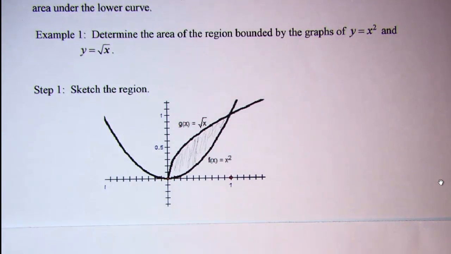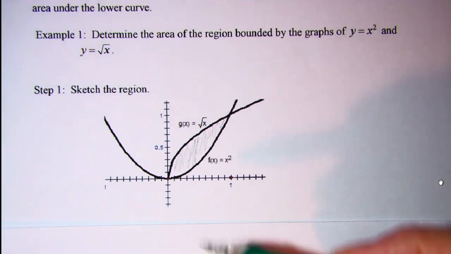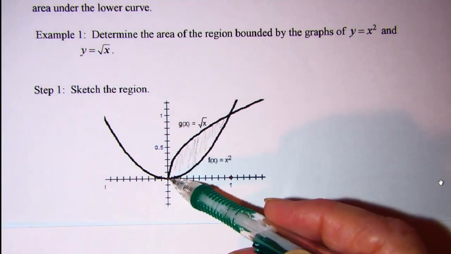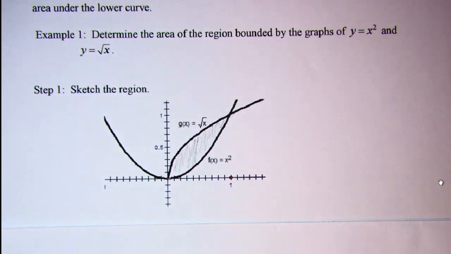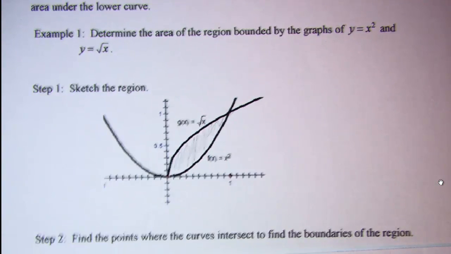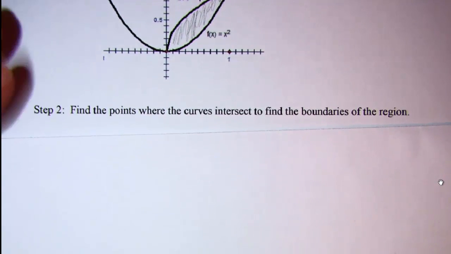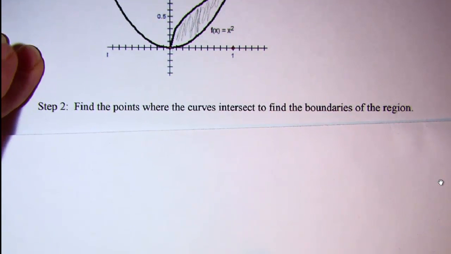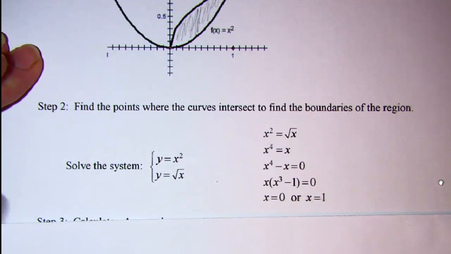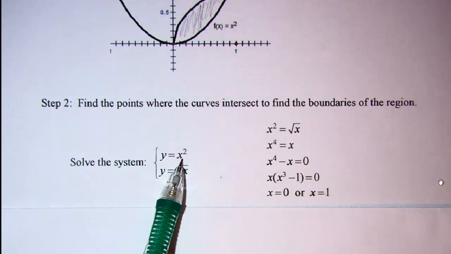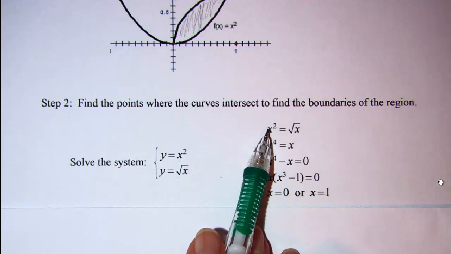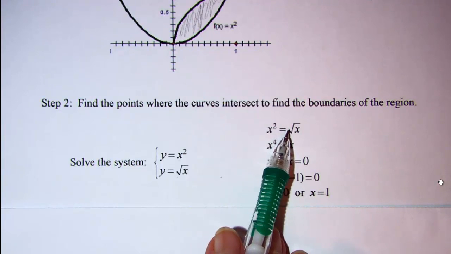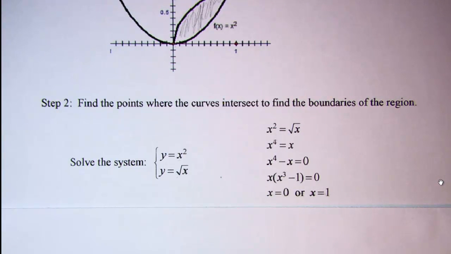Our next step is to find the 2 points where the curves intersect. So right here and right here. We do that by solving the system y equals x squared and y equals square root of x. And since these are both equal to y, we can set them equal to each other. And so we get x squared equals square root of x.